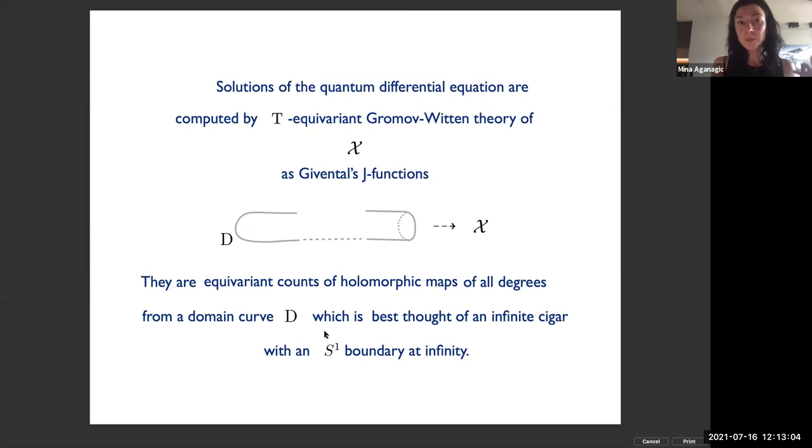The solutions of the quantum differential equation, as they come out of Gromov-Witten theory, are given by J functions: the equivariant counts of holomorphic maps of all degrees from a domain curve, which is best thought of as an infinite cigar with a circle boundary at infinity. You can think of it as a P1, but it's better to think of it as an infinite cigar.